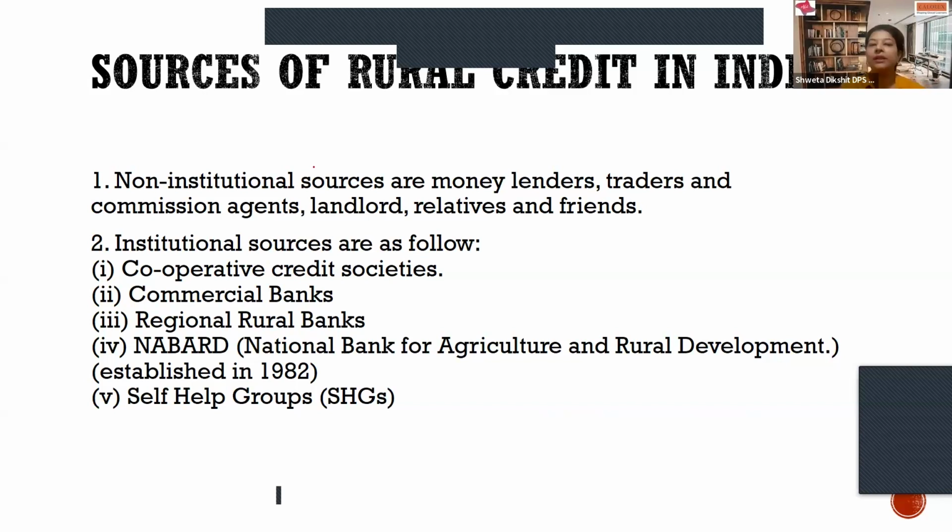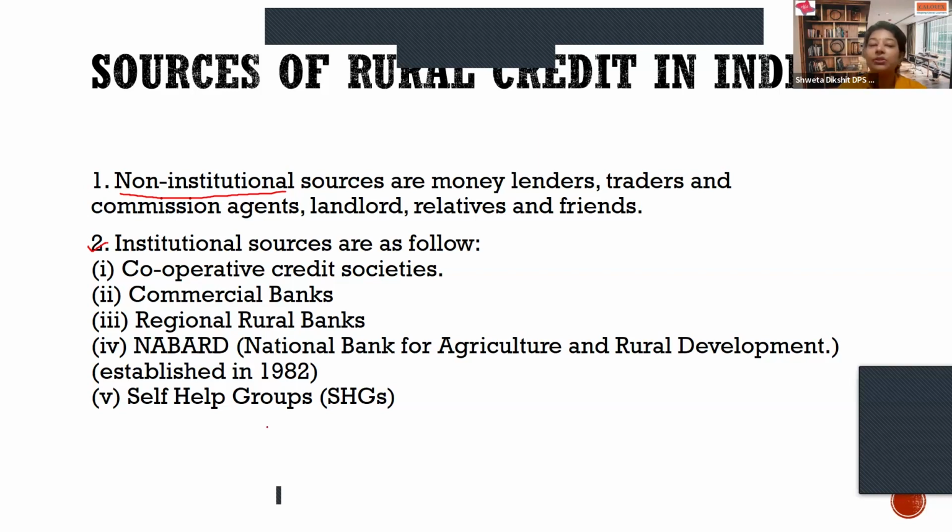It definitely depends on informal sources, which are also known as non-institutional sources. Who are they? Family, friends, relatives, the landlords, the large farmers, the rich people among the farmers are the ones who definitely help out as the shelter for the farmers. So they provide loans to the farmers. And the second is institutional, which is a little uncommon in rural India. The institutional sources are the cooperative banks, commercial banks, regional rural banks, NABARD, and the self-help groups.